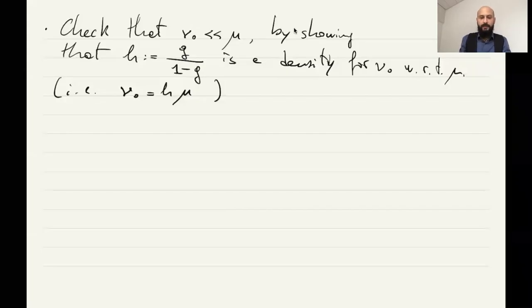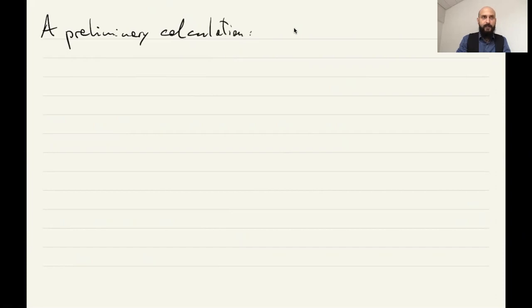Before proving this, let's give a preliminary calculation. So let's fix a set A in the sigma algebra, and let's also fix a natural number n.